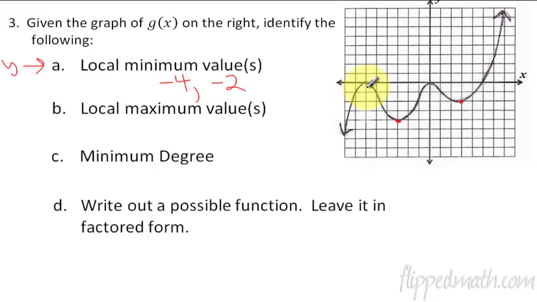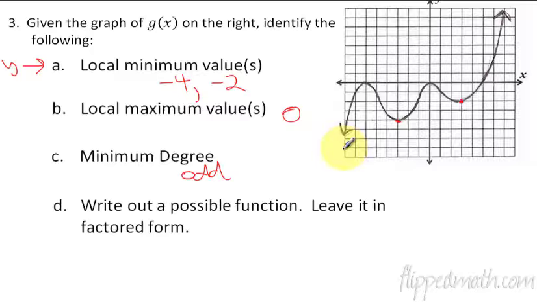Local max, here and here. So there's the same one, so we don't have to list it twice. We just put 0. We don't need to say 0, 0. It's the same thing. So local maximum values of 0. Remember, it's y values. Okay, now minimum degree. I know it has to be odd. Okay, that's one thing. I know that it's odd, but what is the actual smallest amount it could be?